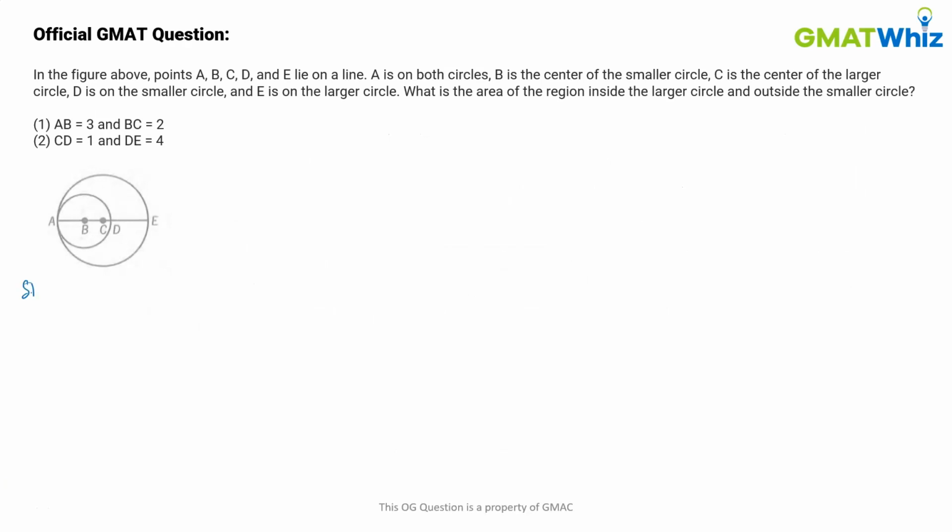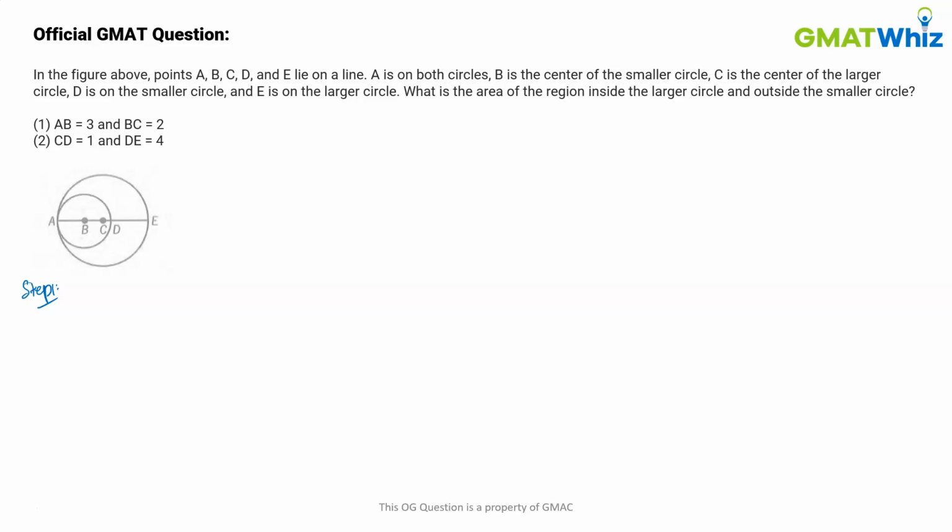In the given figure, we have that A, B, C, D, E all lie on one line. A lies on both the circles. B is the center of the smaller circle, and C is the center of the larger circle. We are also given that D is on the smaller circle and E is on the larger circle.